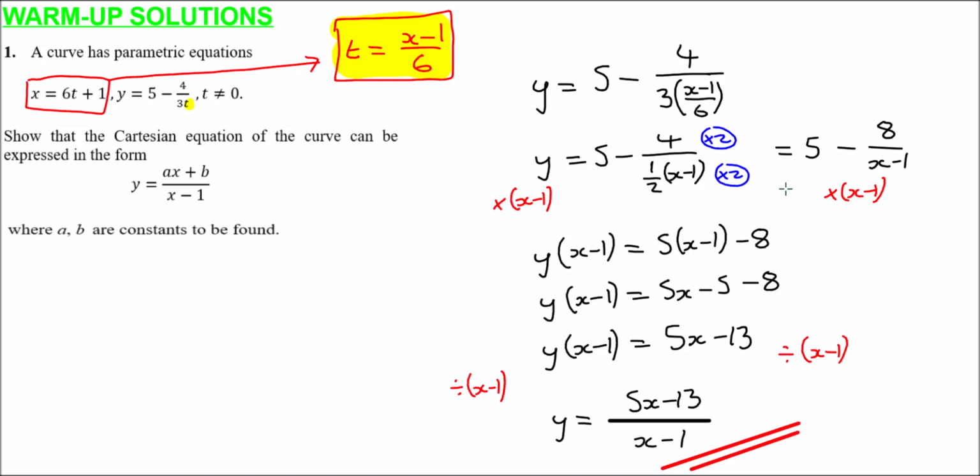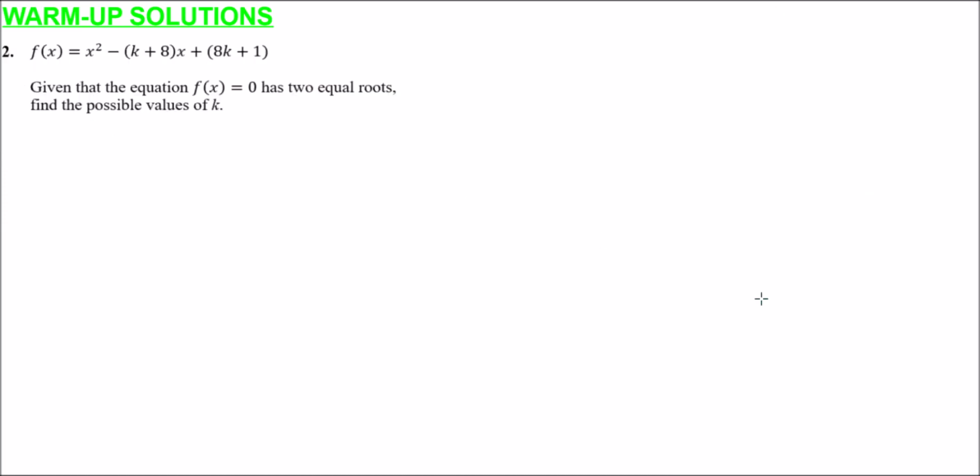Let's now have a look at question number 2. Here we have f of x is x squared minus, in brackets, k plus 8 lots of x, plus, in brackets, 8k plus 1. Given that the equation f of x equals 0 has 2 equal roots, find the possible values of k. The clue for this question is it says 2 equal roots. When it says 2 equal roots, that's a big clue, which means they're going to be talking about the discriminant. So if we've got 2 equal roots, we can interpret this as the discriminant of this quadratic being equal to 0.